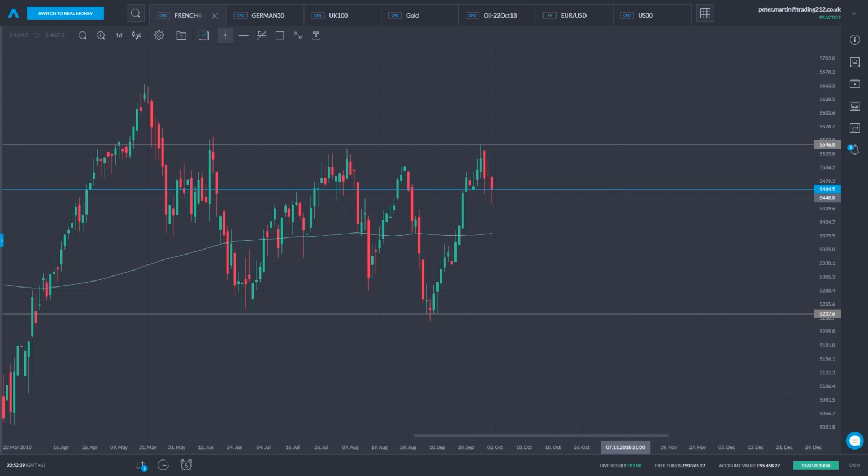So we're selling at 5464.5, and then we're putting our stop 90 points above that. So that's at 5554.5. So that would just be a little bit above where we've got our resistance level marked.